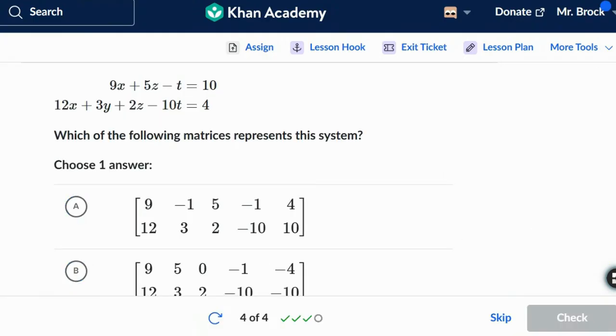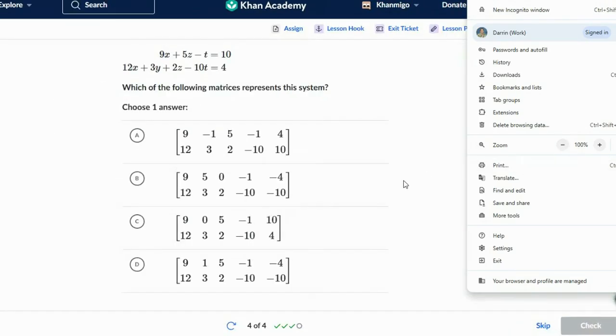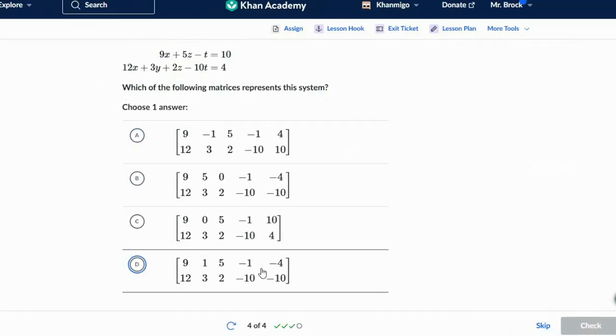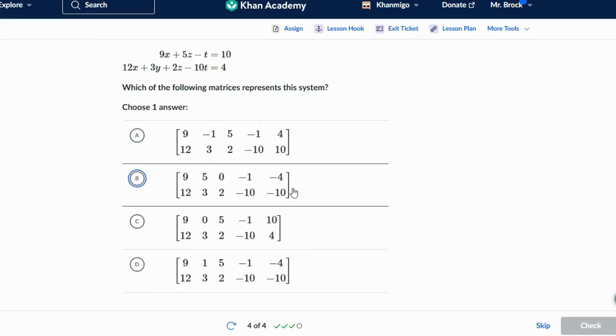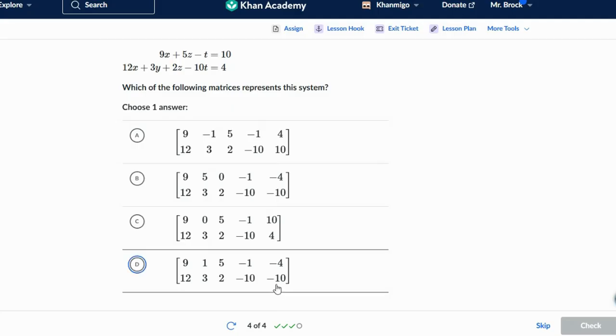Okay, last question. Oh, this is another one that we're choosing. Which of these represents this? 9x plus 5z minus t equals 10. 12x plus 3y plus 2z minus 10t equals 4. So the first row is missing a y. Now look at this one as well. Look at the constants, 10 and 4. This one has 4 and 10, negative 4, negative 10, 10 and 4, negative 4. So they got the constants different in these equations.